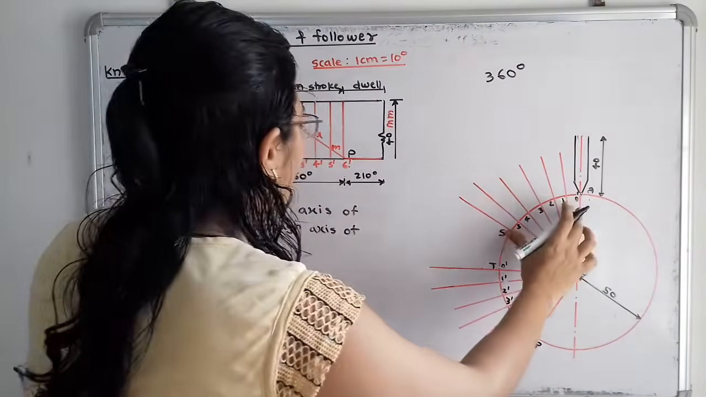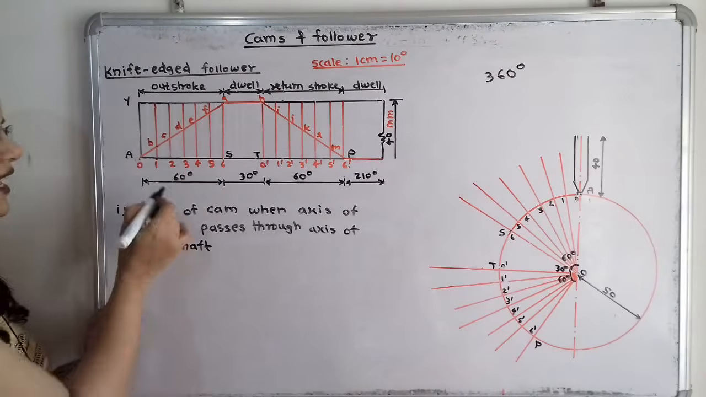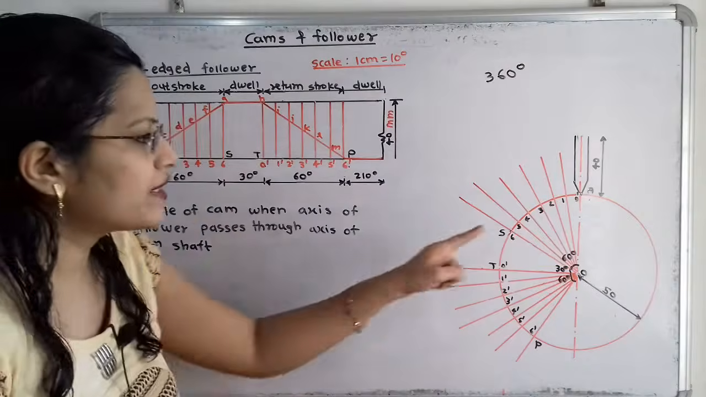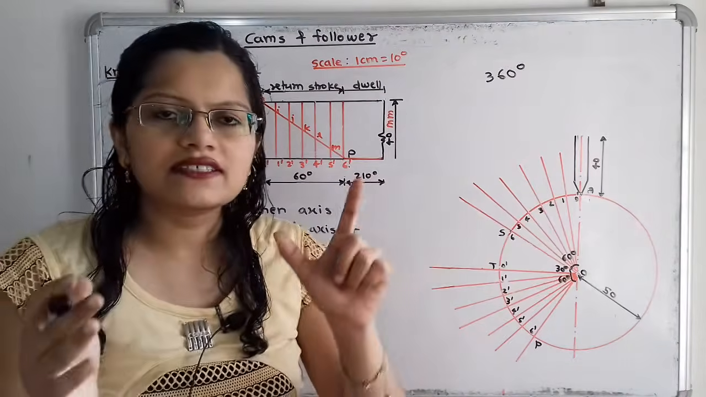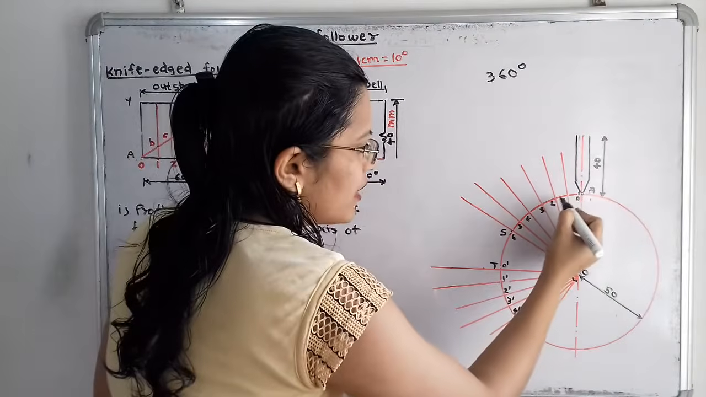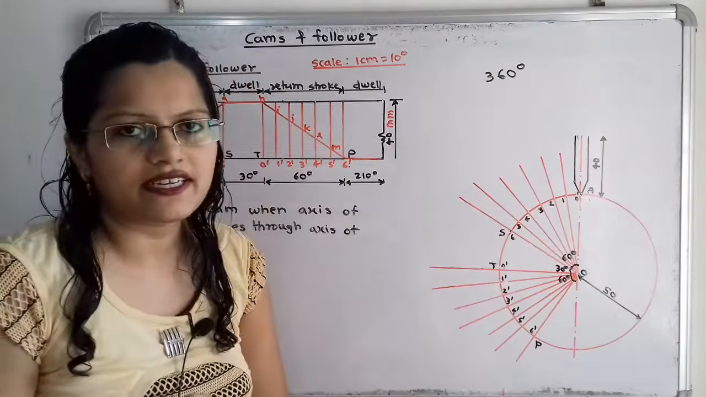Now make an equal number of parts to those that we have made in the displacement diagram. So here there are a total of 6 parts made. So here also we have to make 6 parts, that is 10 degree for one part. So here is 1, 2, 3, 4, 5, 6. So these 6 parts are getting completed.